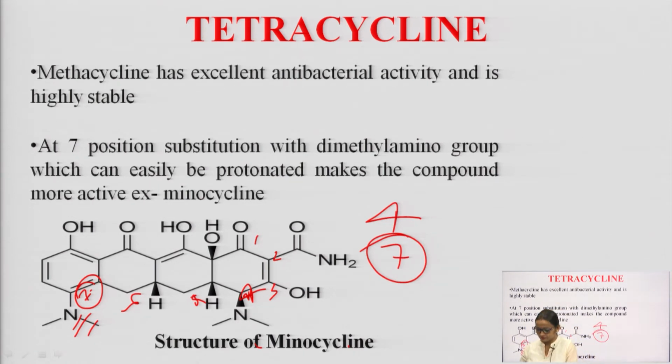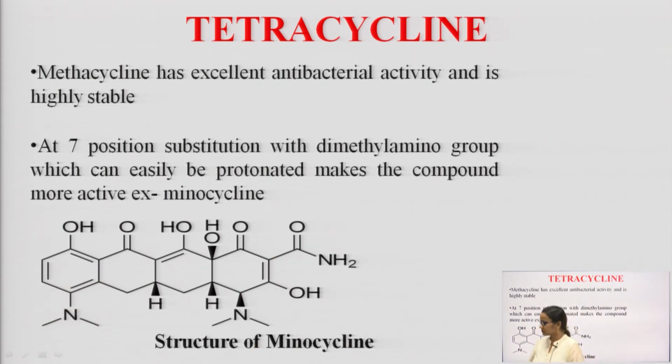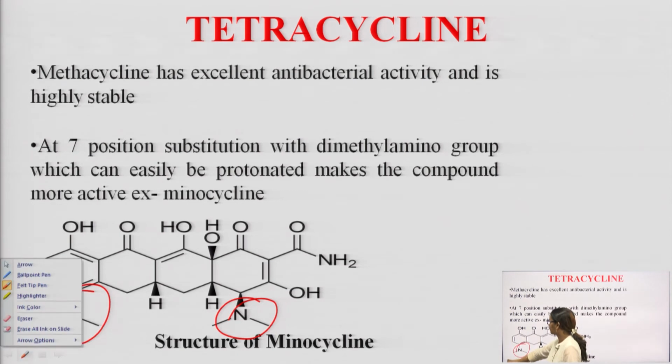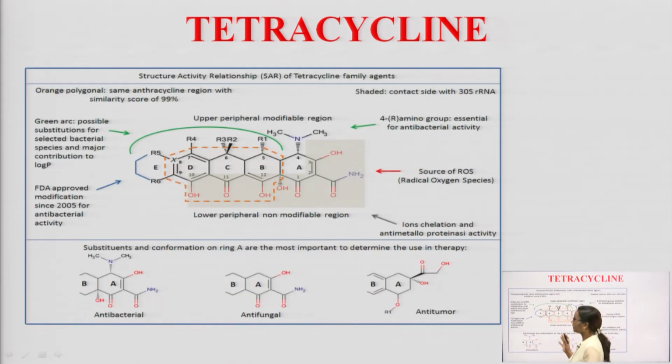And what is the example of this substitution? Minocycline. Okay. So, you can see here a dimethyl amino group at the 4th position, a dimethyl amino group at the 7th position. Okay. Now, we have seen so many points, and in all the points we have seen, just wait a minute.